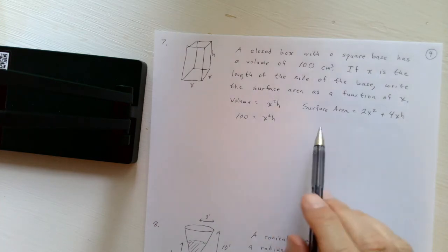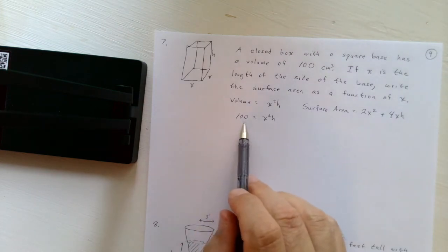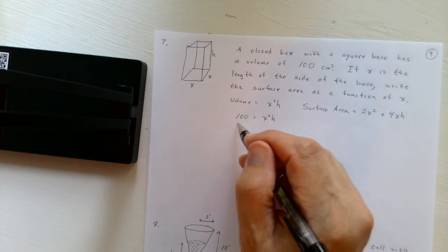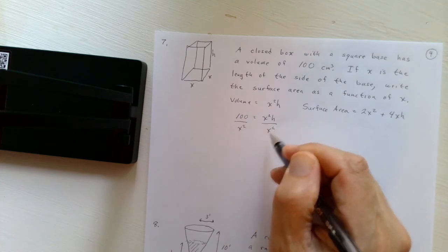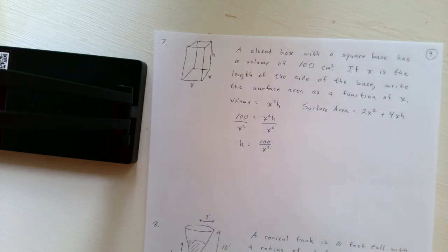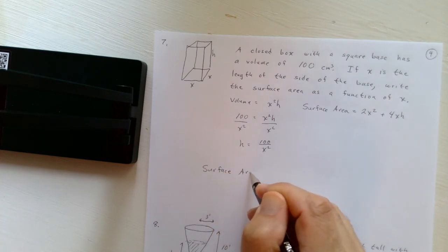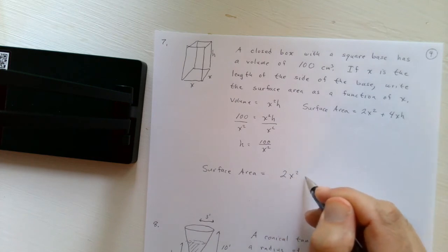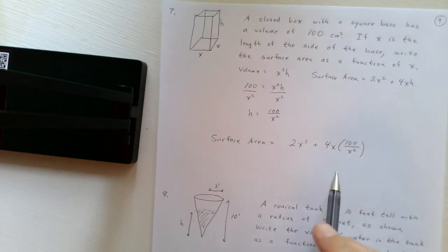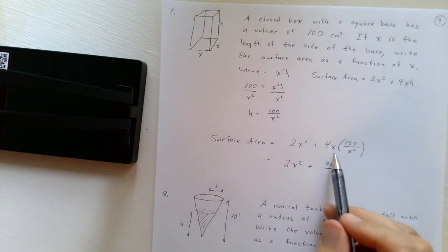What are we trying to do? We're trying to write the surface area as a function of x. So that means we just have to replace this h with something in terms of x. And that's where this condition comes in. To solve for h, we can just divide both sides by x squared, and we get h is 100 divided by x squared. Then we can substitute that in here. So the surface area is 2x squared plus 4x times 100 over x squared. If we wanted to simplify this, this would be 2x squared plus 400 over x, because this x and one of these x's will cancel.